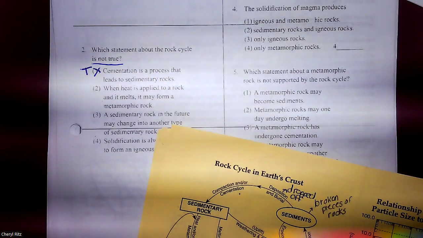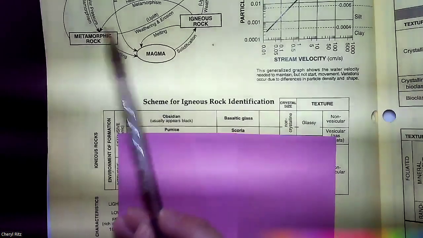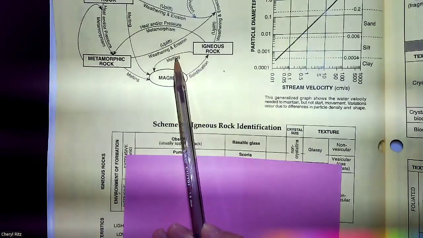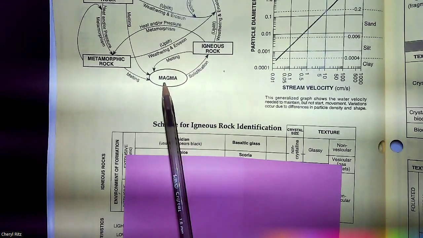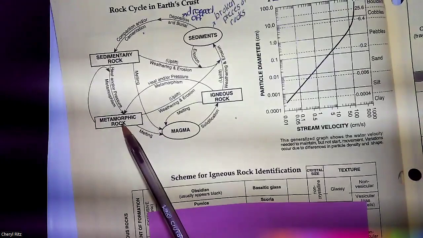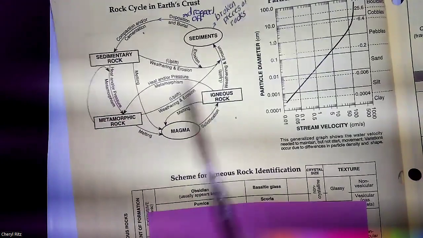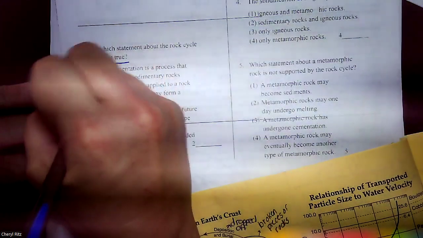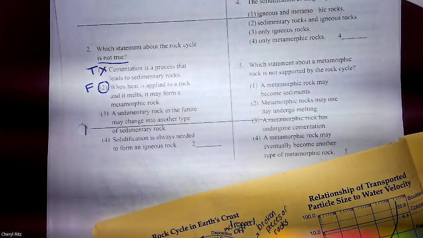Number 2: when heat is applied to a rock and it melts, it may form a metamorphic rock. So we have melting. Does melting form a metamorphic rock? No, melting forms magma, which solidifies into an igneous rock. Does melting ever make a metamorphic rock? None of these say melting makes a metamorphic rock. So that's actually the one that's false, which makes it the answer.